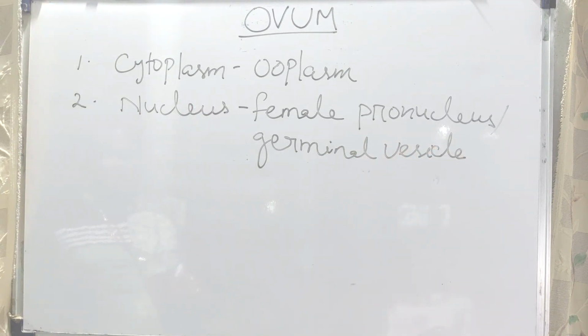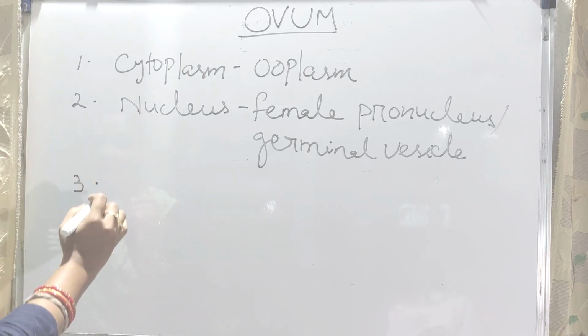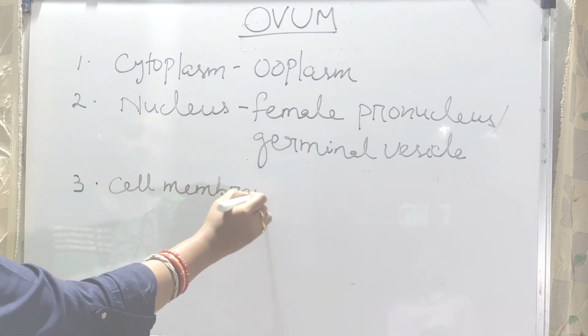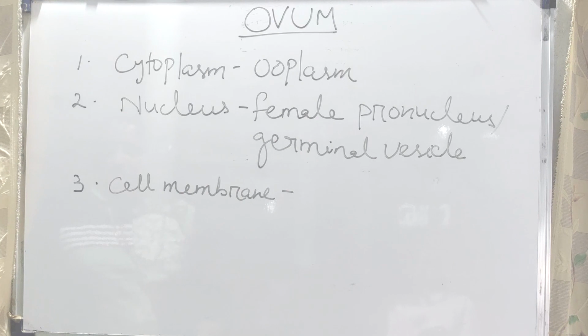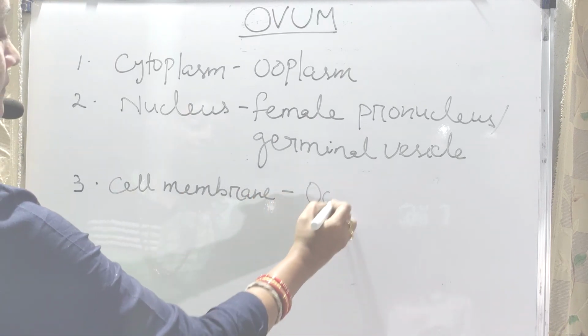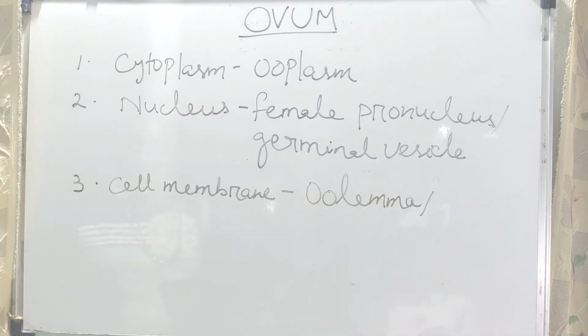The cytoplasm, which is known as ooplasm, and the cytoplasm which contains the nucleus, is surrounded by a membrane, which is the cell membrane, that is known as oolemma. So the cell membrane which is oolemma is also known as vitelline membrane.